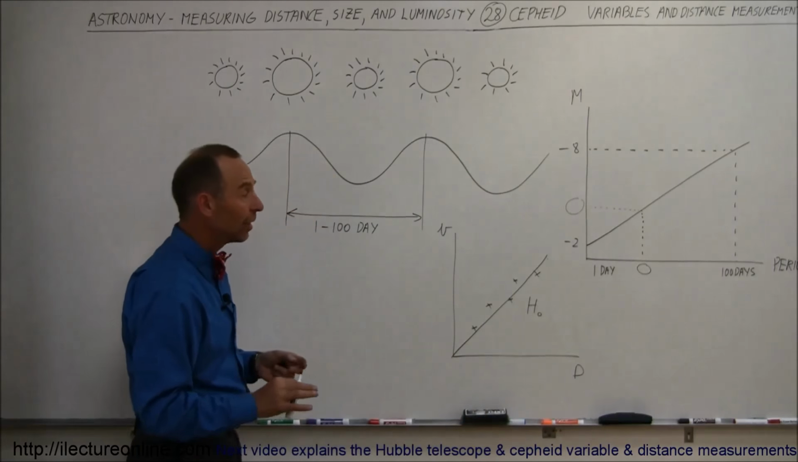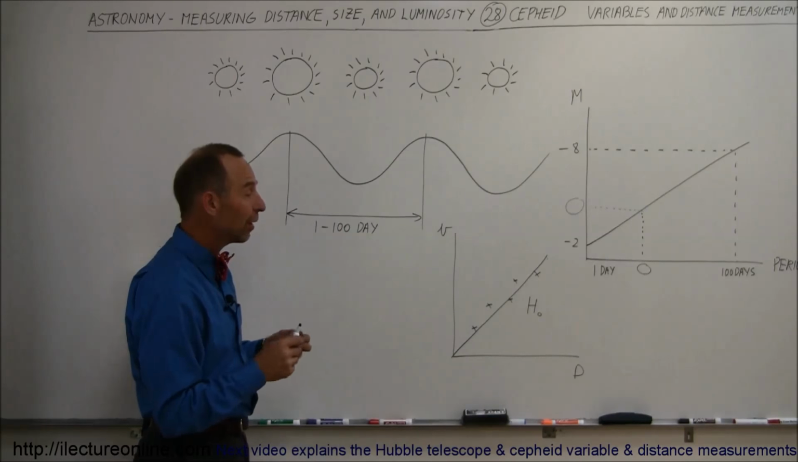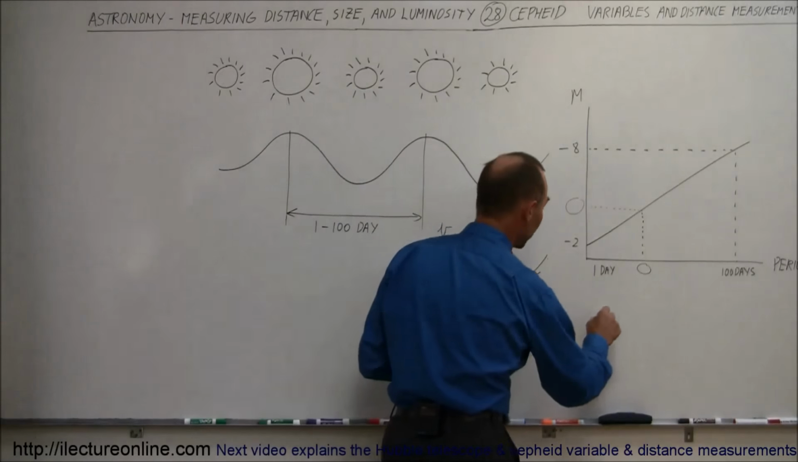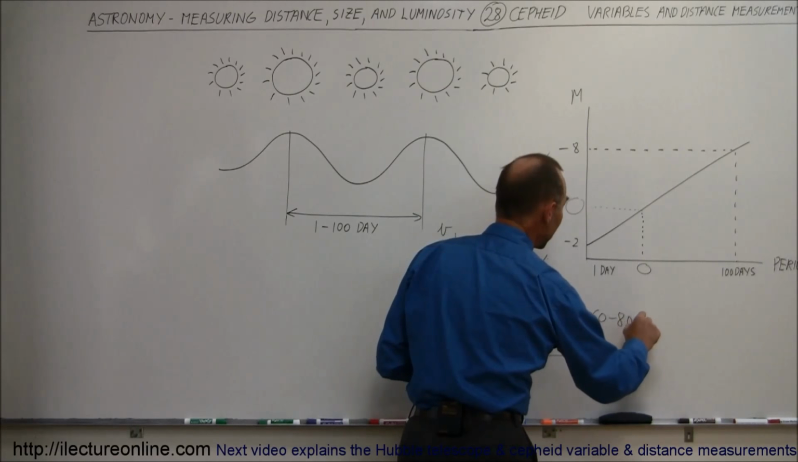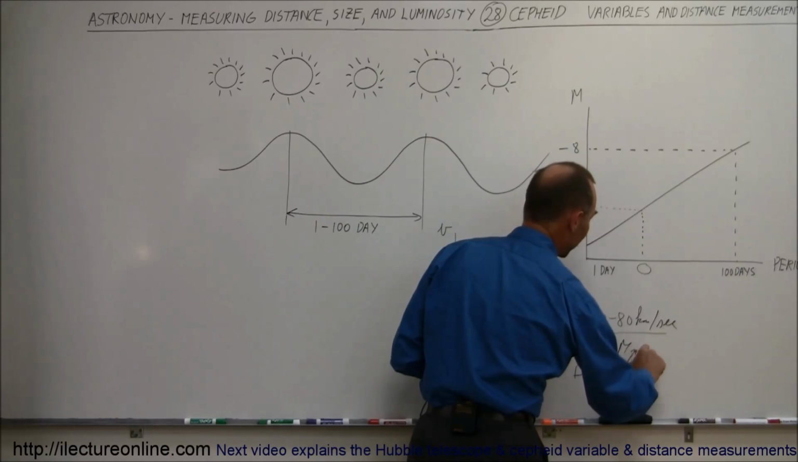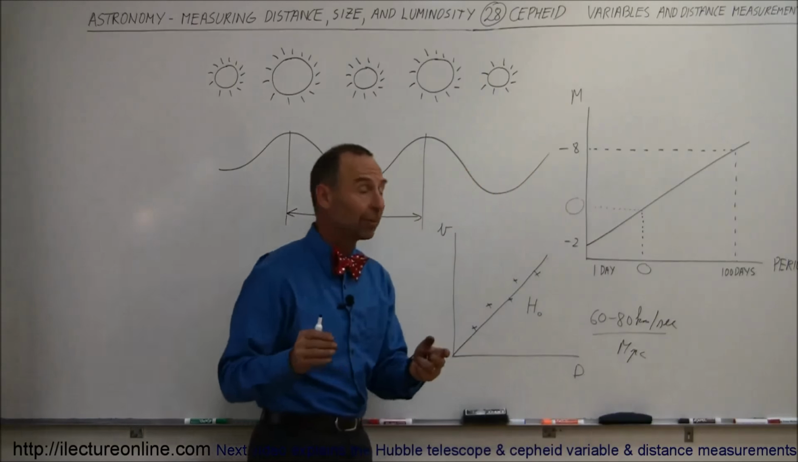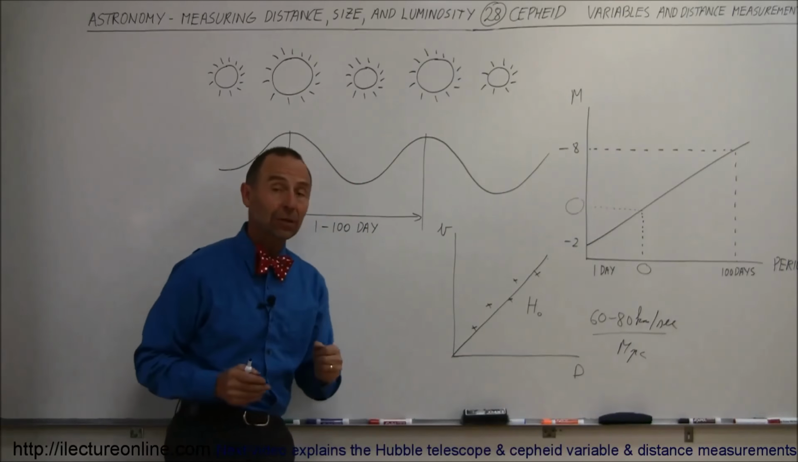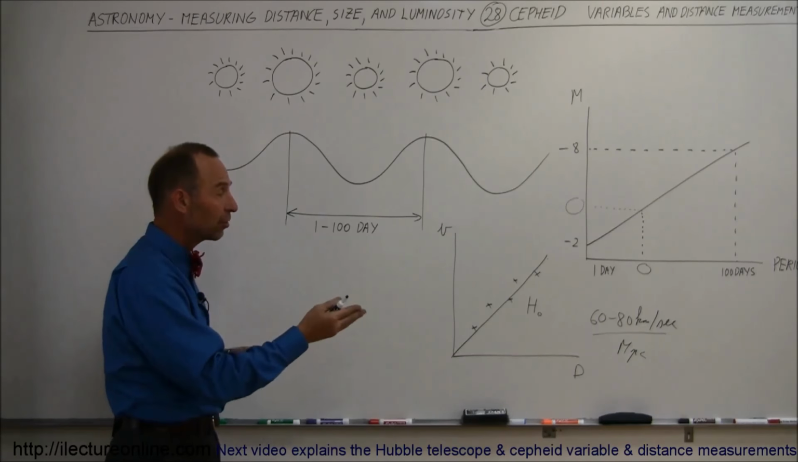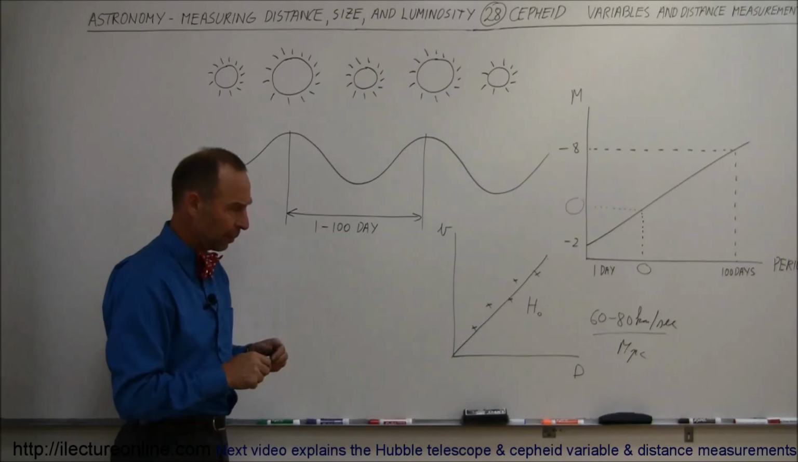By doing that, the value that we got for the Hubble constant ended up being somewhere between 60 to 80 kilometers per second per megaparsec. Again, the current accepted value falls right in between those two values, so we began to become very accurate in establishing the Hubble constant using Cepheid variables.